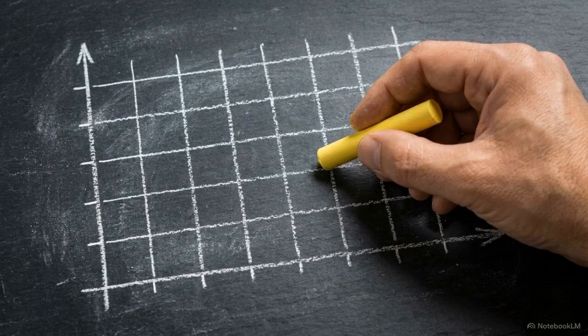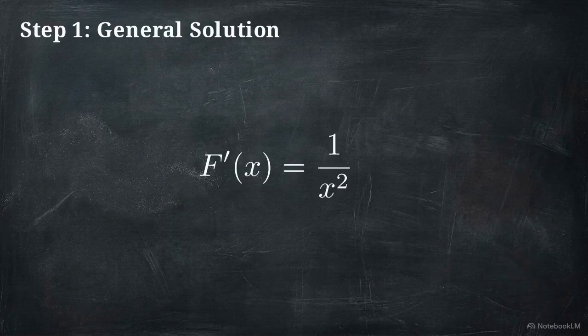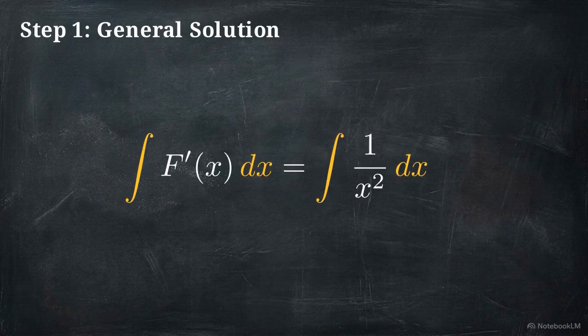Let's put this into practice with a first-order differential equation. We'll start with a scenario where the derivative, f prime of x, is equal to 1 over x squared. Step 1 is finding the general solution. To do that, we take the antiderivative by integrating both sides of the equation.